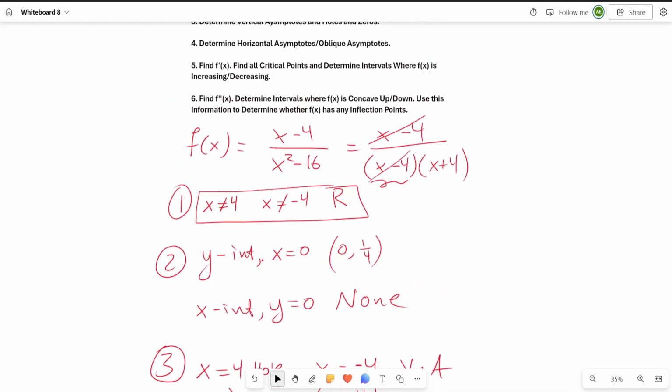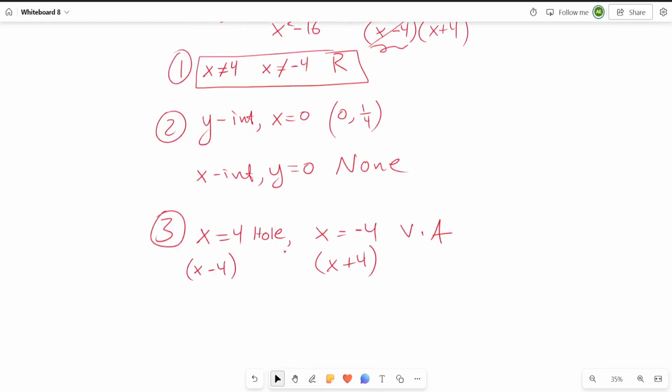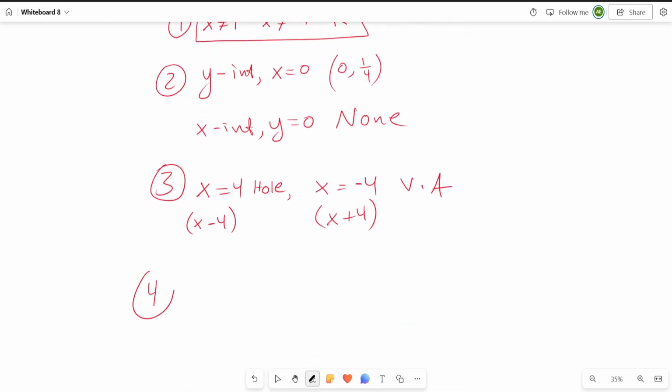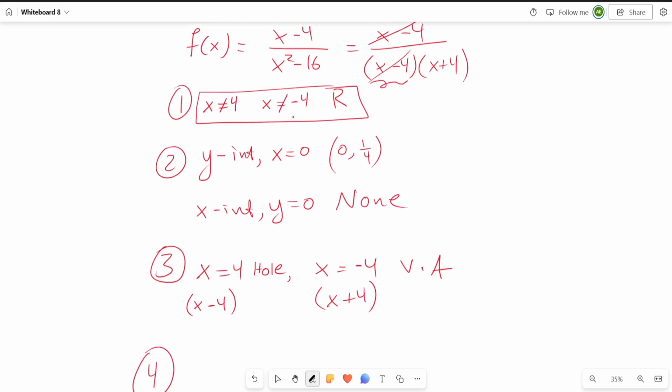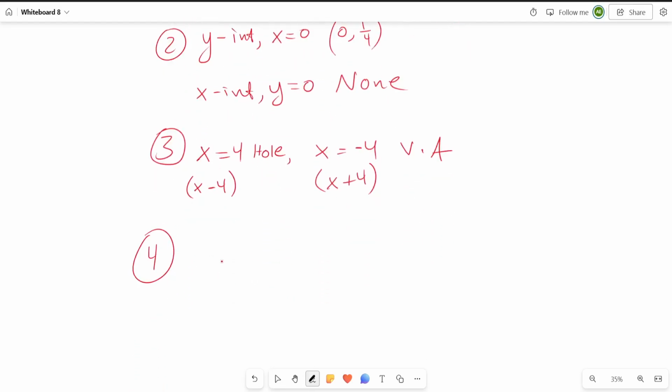Okay, let's do the fourth step, which is determining the horizontal asymptote or the oblique asymptotes. So again, for horizontal asymptotes, I will divide everything here by the highest degree of x, so it's x squared. I'm going to divide everything by x squared, and take the limit as x approaches infinity. And we went through every single step in detail. Feel free to go check it out.